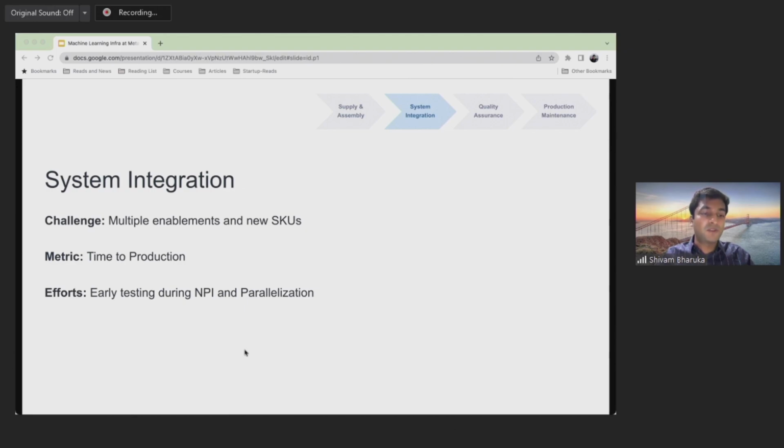One of the efforts we have taken to minimize time to production itself is we perform early testing during our NPI process. NPI process is the process which we use to take any machine and bring it to our data center into the hands of our customer itself. We perform early testing during this process, and we have taken a hard look at how to parallelize each of these different system integration components which are needed in the system to bring AI hardware to our users itself.